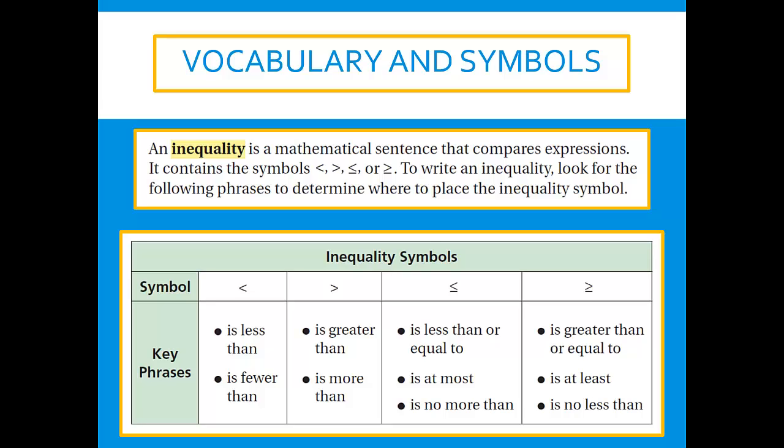To write an inequality, look for the following phrases to determine where to place the inequality symbol. The first symbol is "is less than" or "is fewer than." The second symbol is "is greater than" or "is more than." Our third symbol is "is less than or equal to," "is at most," or "is no more than." And our last symbol is "is greater than or equal to," "is at least," or "is no less than."